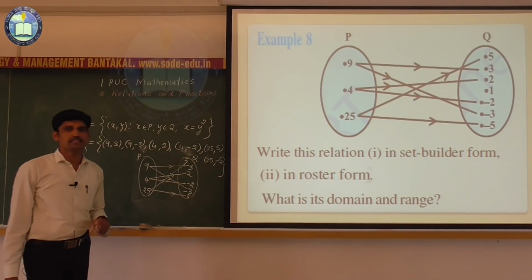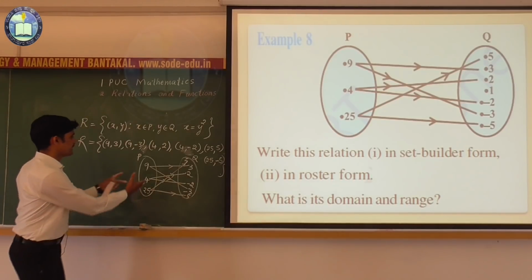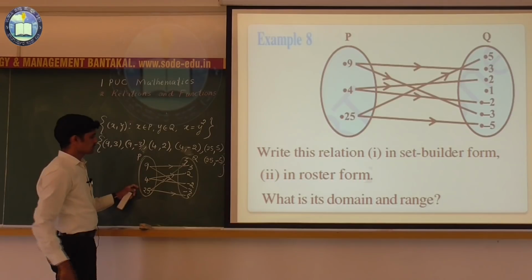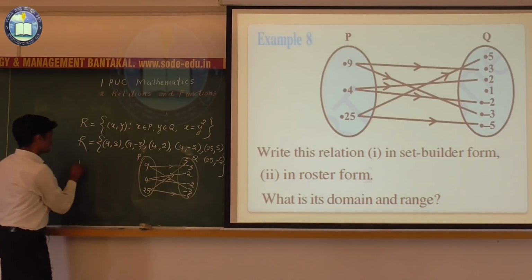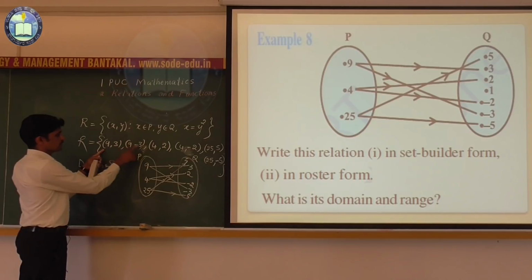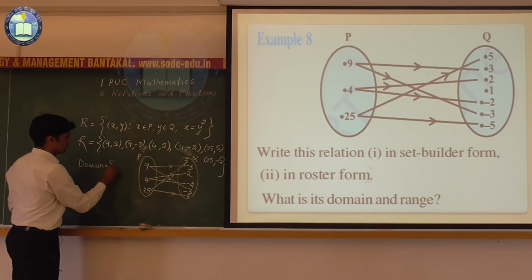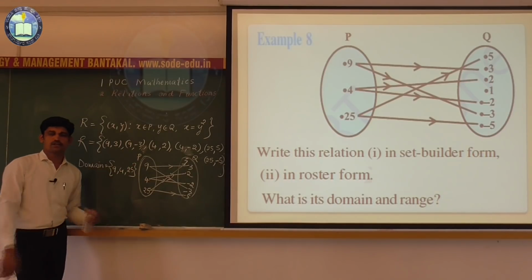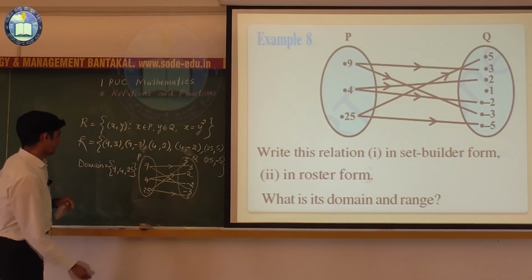What is its domain and range? What is the domain? Domain is the set P here. Domain is equal to the set of all first elements of the ordered pairs in a relation R. The set of all first elements is nothing but 9, 4 and 25. 9, 4 and 25 are the first elements of the ordered pairs of the relation R.